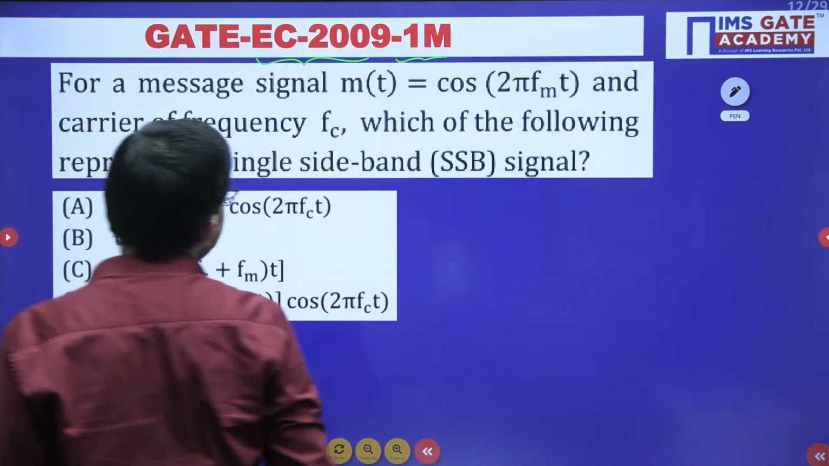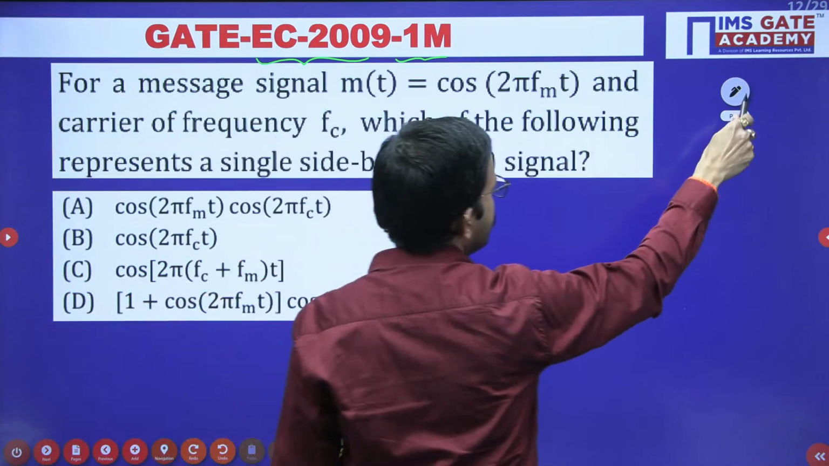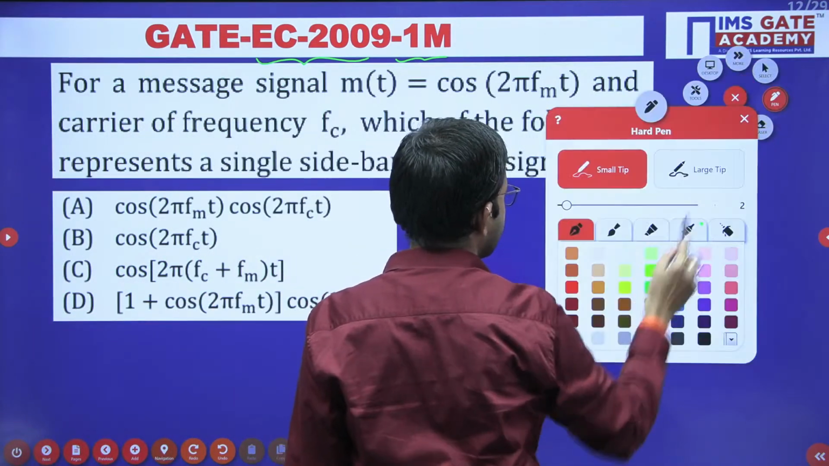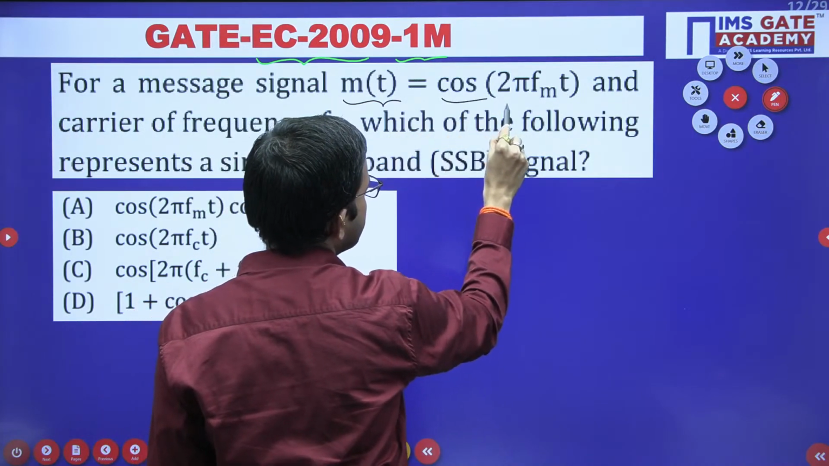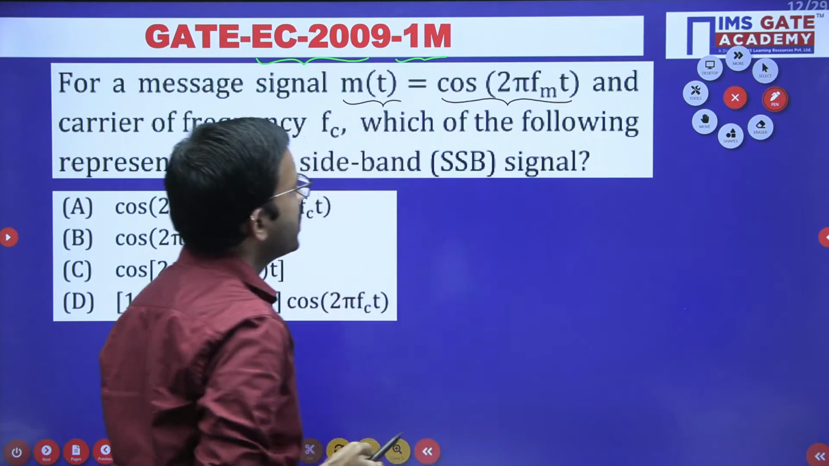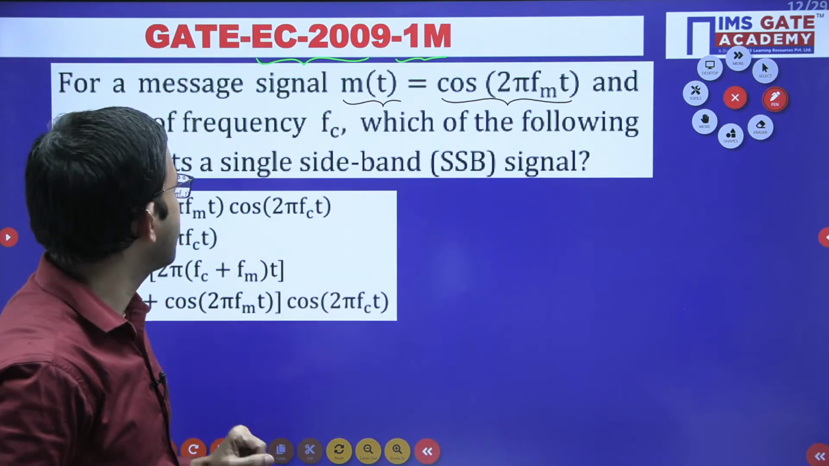In this question they have given the message signal m of t equal to cos 2 pi fm t. Generally you will have Am cos 2 pi fm t, but in this question they have given cos 2 pi fm t.